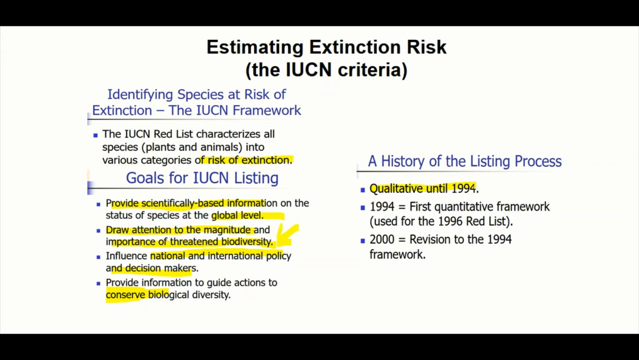system until 1994. Qualitative means it doesn't give us numbers, it only gives us that these organisms are extinct, these ones are not. Then in 1994 we had the first quantitative framework, and it was used for the 1996 Red List. And then after 1994 we had a revision of that framework in 2000.